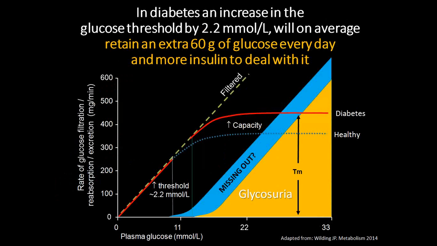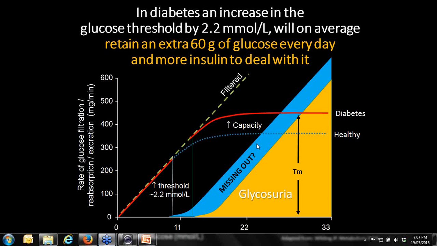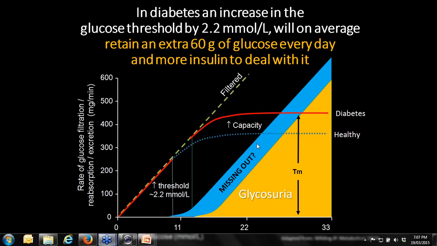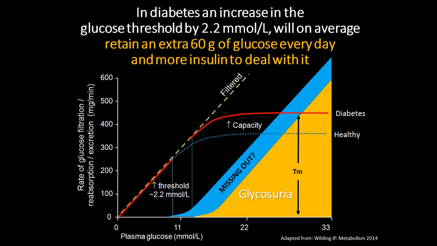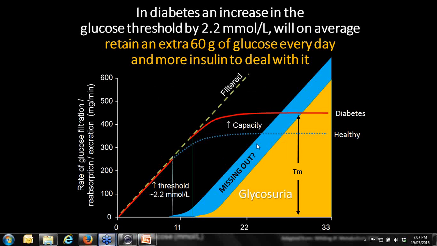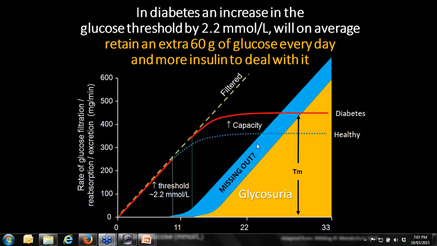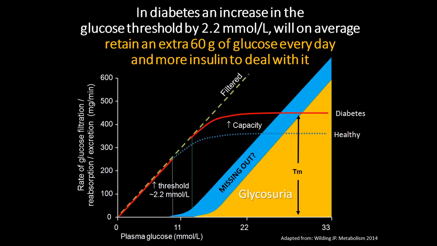So in diabetes, you are reabsorbing more glucose than you otherwise would. In fact, as the threshold for glucose spillover increases, most people with diabetes will retain an extra 60 grams of glucose every day. So if you imagine someone with diabetes who's already got high sugar levels, their body, and in particular their kidneys, are pouring another 60 grams back. And this is one of the reasons why sugars can be difficult to control. Next slide.